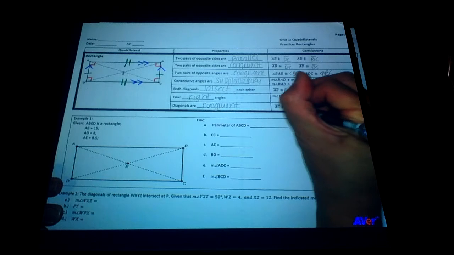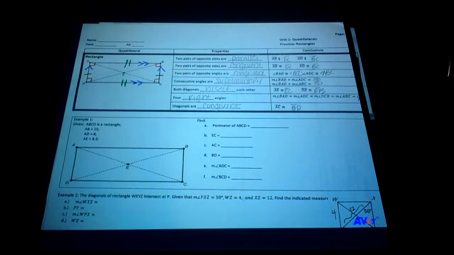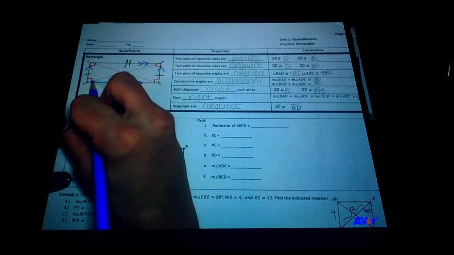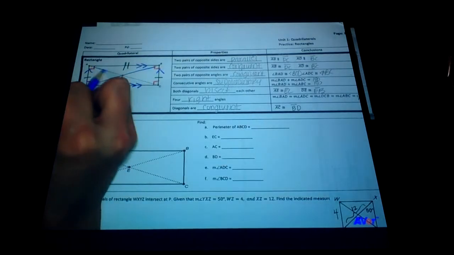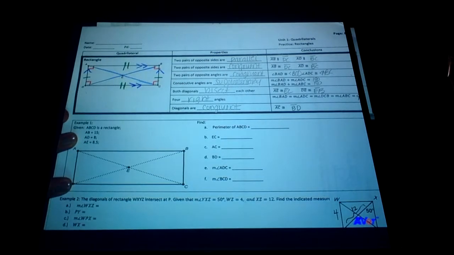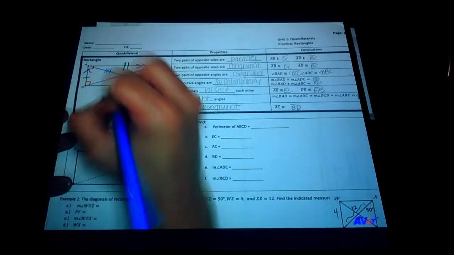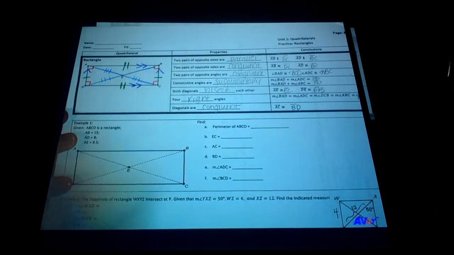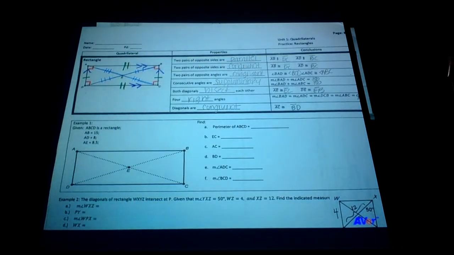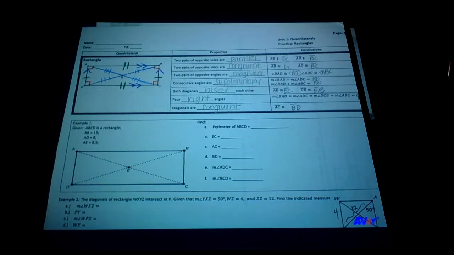So segment AC is congruent to segment BD. And that's a little bit hard to mark here, okay? But just note that those diagonals are the same length. And because they're bisected, that means that segment AE is congruent to segment EC, which is the same as segment DE and the same as segment EB. That's something that's really different from the parallelogram, because in a parallelogram, the diagonals are not the same length. So let's look at some examples here.